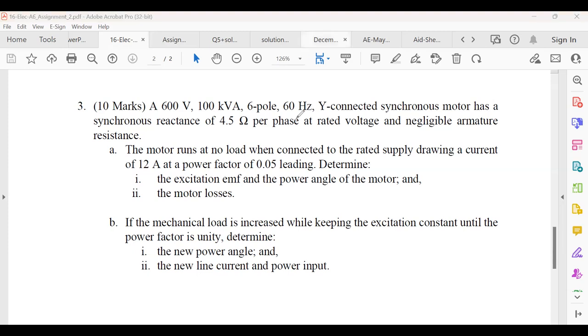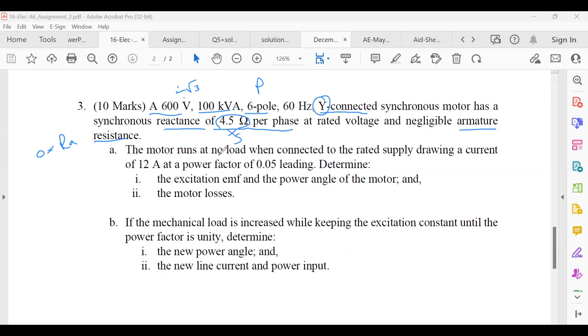You have a star connected, six poles. So this is the number of poles. You have the full load voltage. It's star connected, so divide this voltage by square root three if you need to use it. And they are giving the per phase reactance. Armature resistance is neglected, so RA is zero. This is XS.